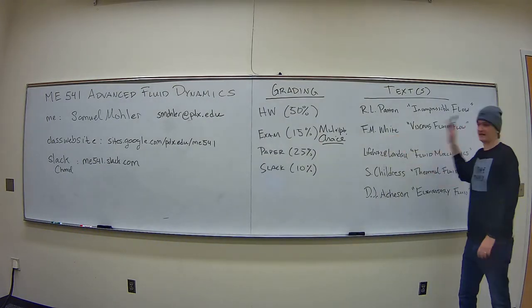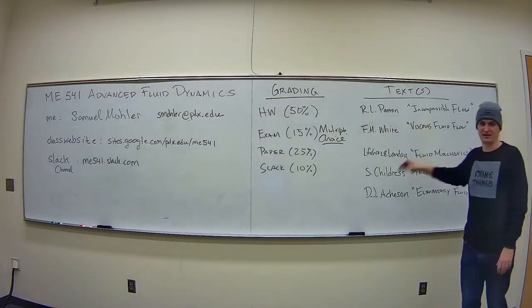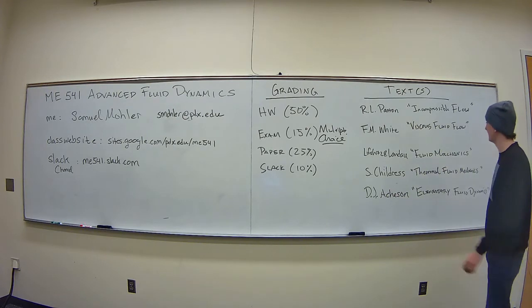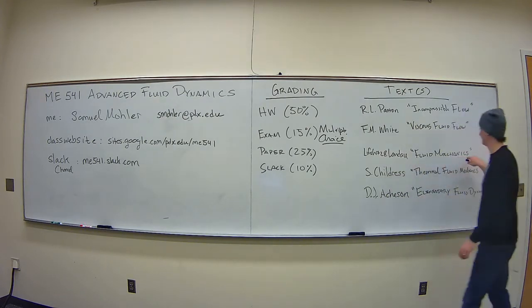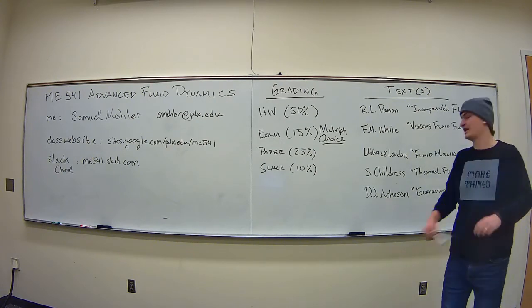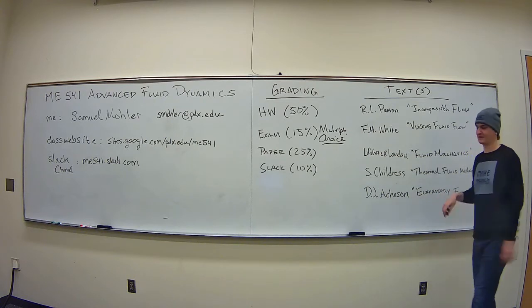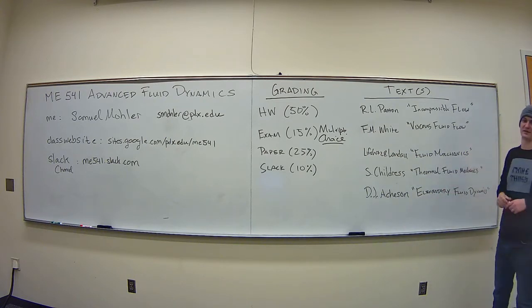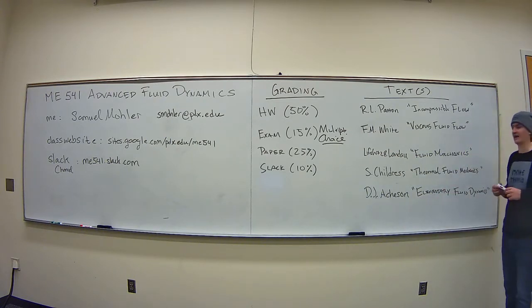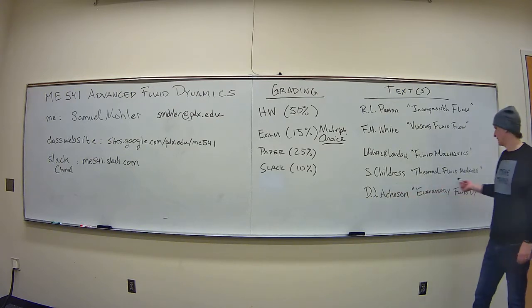There's White, Viscous Fluid Flow. This is just a fantastic book, and everyone usually has a copy of it. And then I use Landau and Lifshitz, Fluid Mechanics. This is part of a seven-volume sequence of physics that these guys wrote, and it has many awesome solved example problems in it, actually. Just crazy solutions. I like Childress, Theoretical Fluid Mechanics.